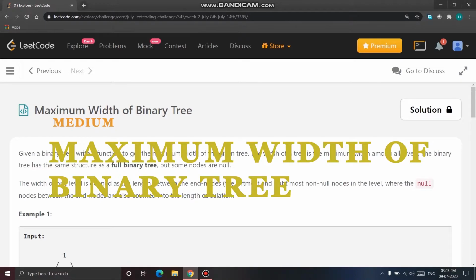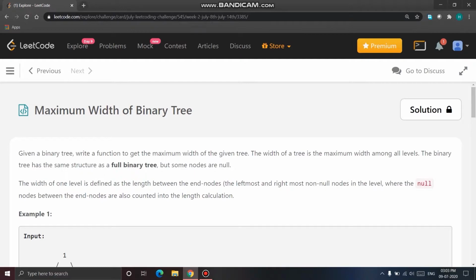Today we are going to discuss a medium level question from Leetcode called maximum width of a binary tree. Given a binary tree, write a function to get maximum width of the given tree. The width of a tree is the maximum width among all levels. The binary tree has the same structure as a full binary tree, but some nodes are null.